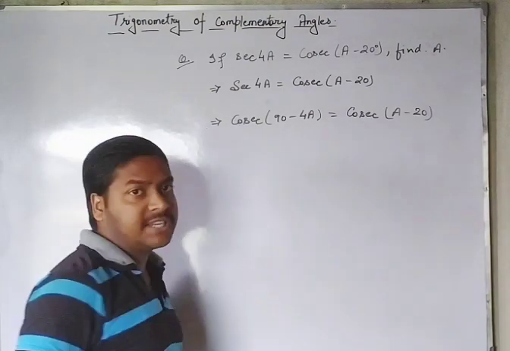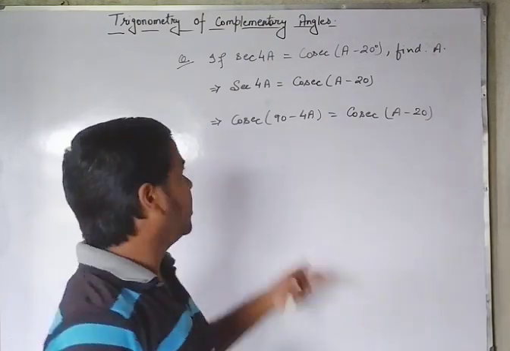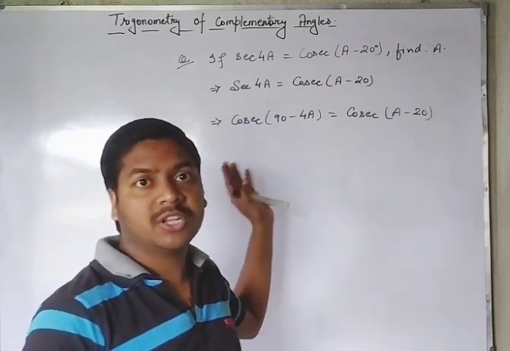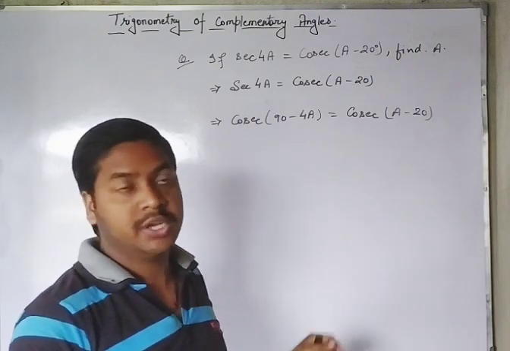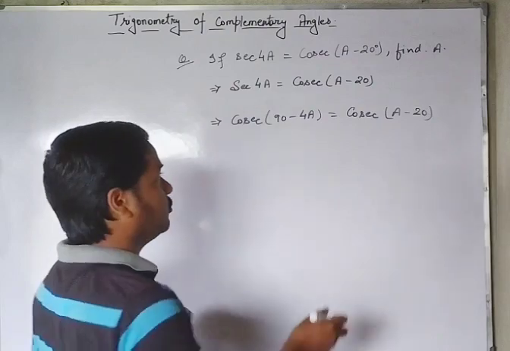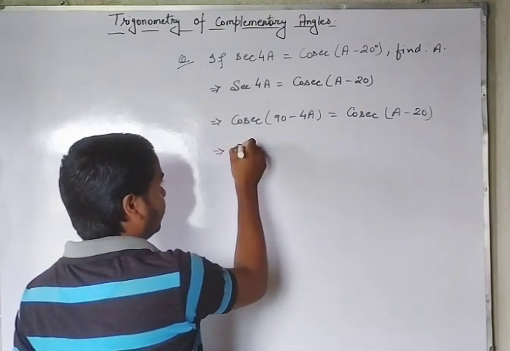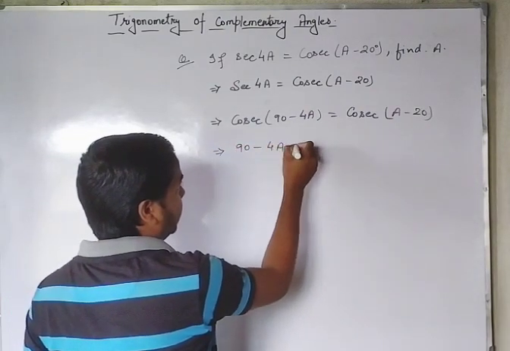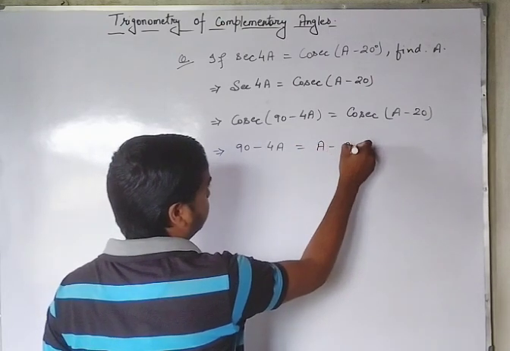Both sides trigonometric ratios are the same, cosec cosec. It will be cancelled, but we are not able to show it as cancelled. We only remove the term. So the angle we will have: 90 minus 4A is equal to A minus 20.